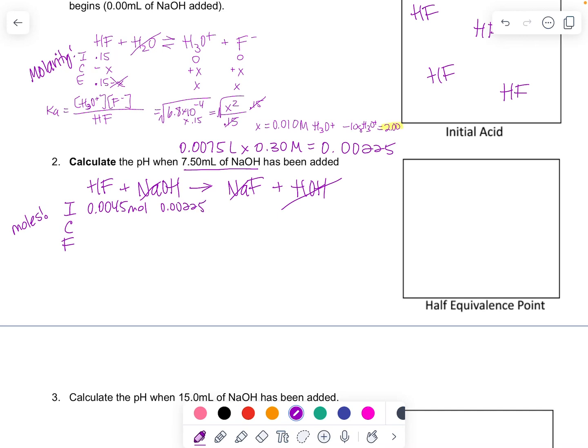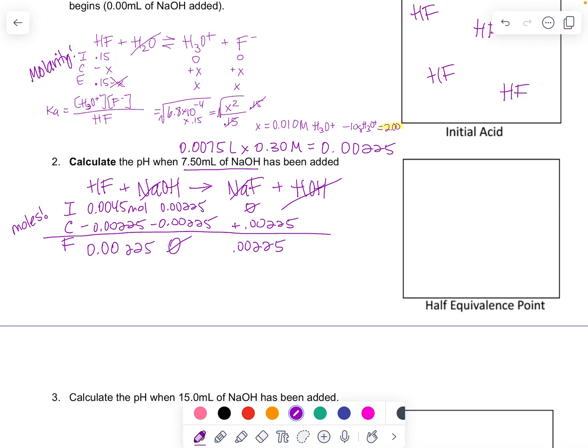And I initially have none of my conjugate. So I am going to react 0.00225, and I will create 0.00225. So all of the base is used up. I have 0.00225 moles of my fluorine, and let's see how much is left. I have 0.00225. Okay, so I have a buffer.